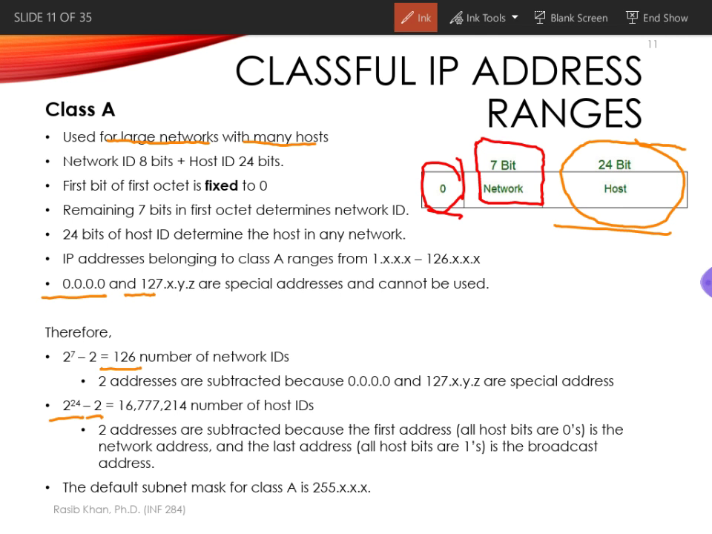That is where we have all the bits set to 0s, and the other one is where we have all the bits set to 1s. And these 2 addresses are the network address and the broadcast address. So that is why we subtract 2 from here, and therefore we see that we have a very large number of host IDs that we can generate for every network ID.